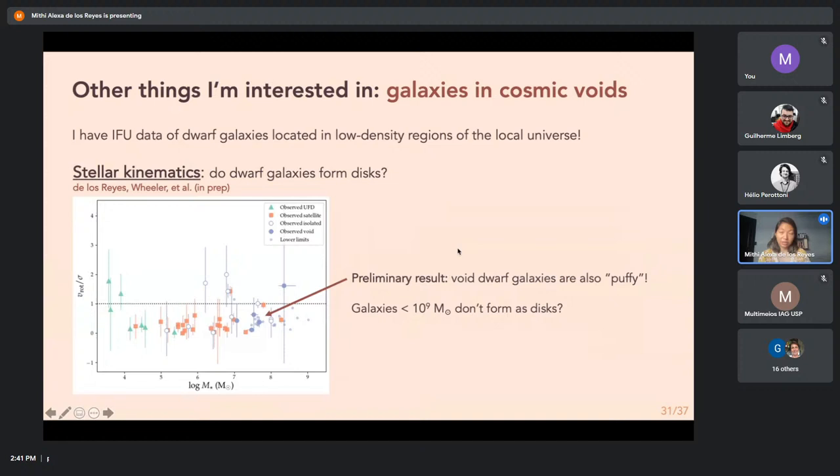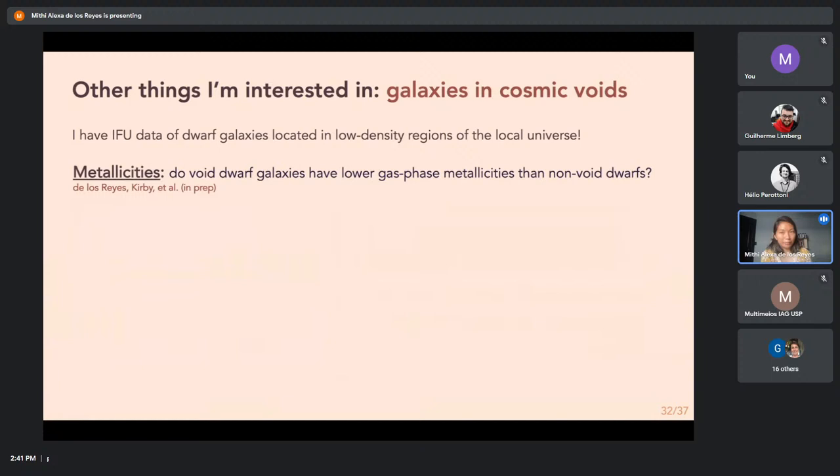We can also start to measure the metallicities of these systems with IFU data. We can look at their chemical abundances, and maybe that'll tell us something about the overall gas phase metallicities in these systems.